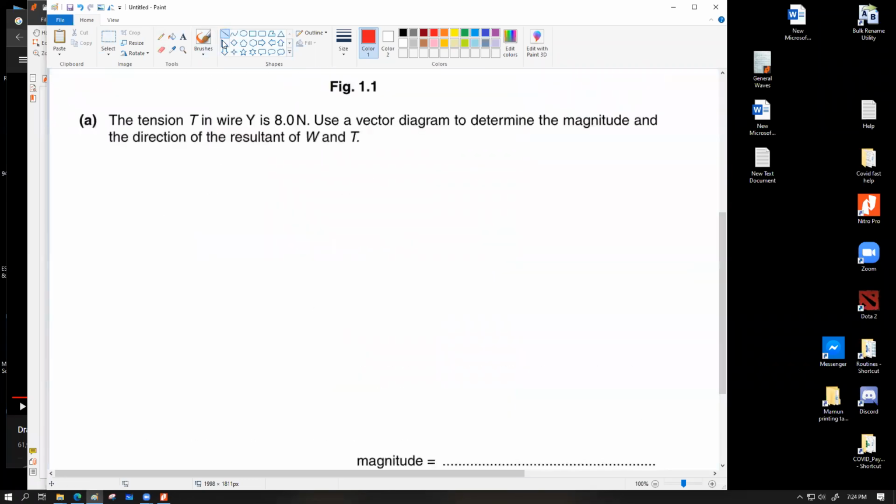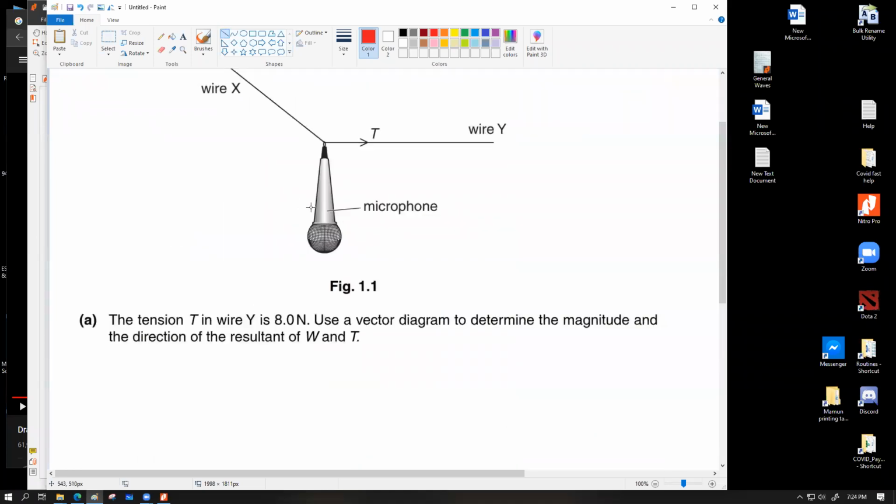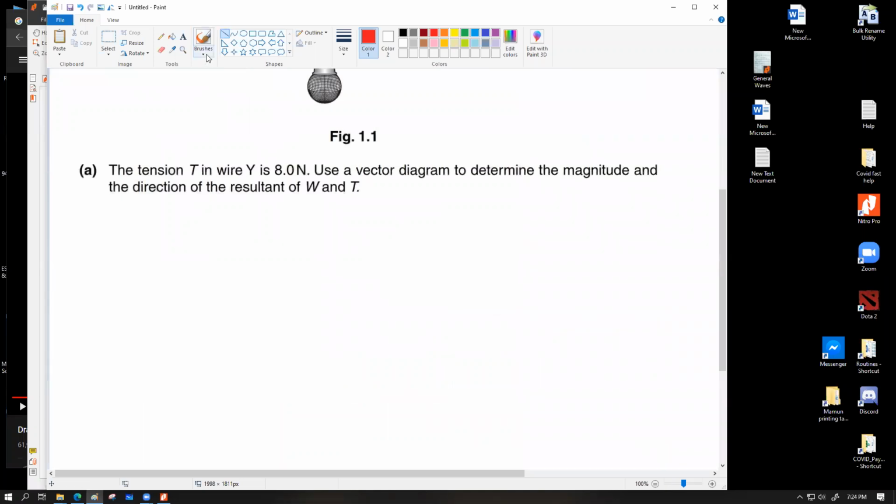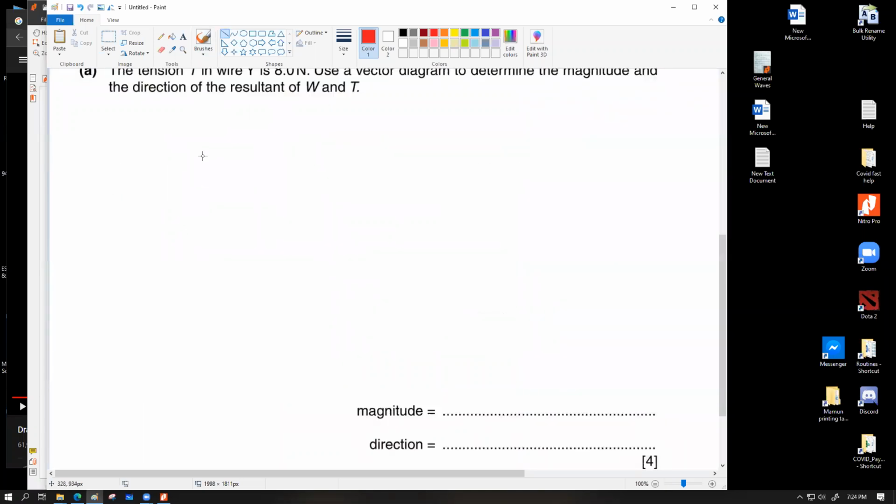So let's say. What do you mean by tension? Tension means pulling force. Okay, sir. So let's say you're going to use your ruler to draw a vertical line over here, as vertical as you can make it, and the length of this should be 6 centimeter.